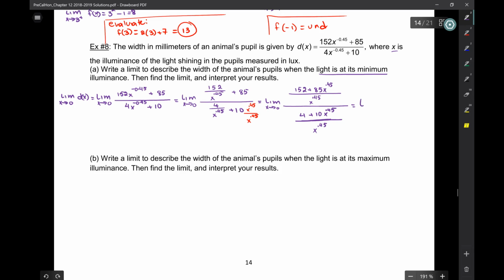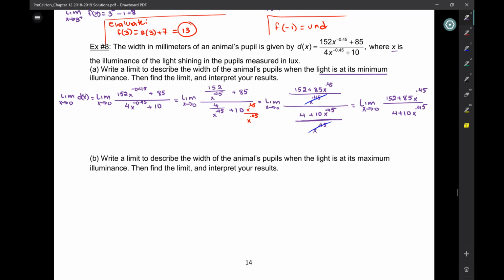So this is equal to the limit as X approaches 0. What have I done right now? I made the negative exponents into positive exponents. So look at this. I have the same denominator here as I do here. What can I do with those? Cancel them. So I have this, over 4 plus 10 X to the 0.45. Now this is a nice simple polynomial equation.